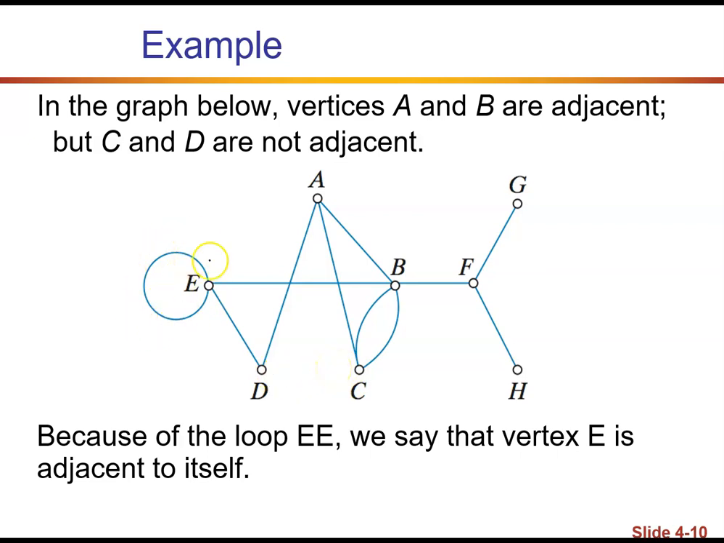Here we have, there's loop EE, right? And again, BC is what we would call a double edge or multiple edges. Okay. But because of EE, this loop here, vertex E is adjacent to itself. So again, just examples of those.